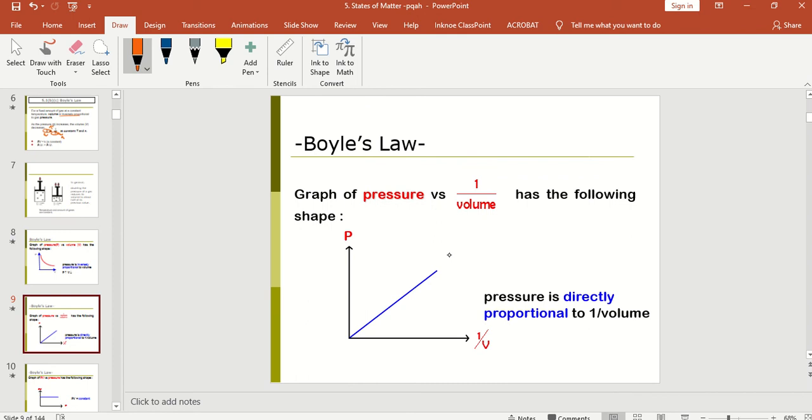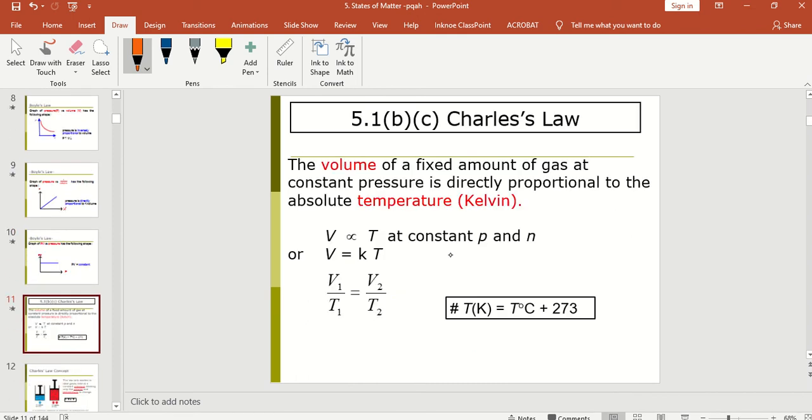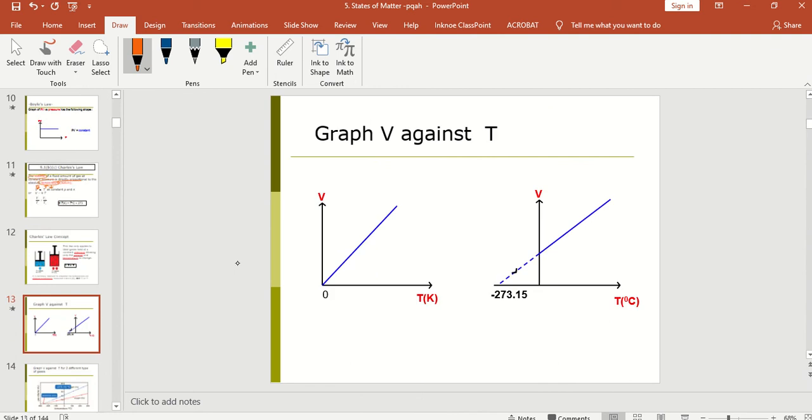And then we have Charles' law, where we have direct proportion between the volume and the temperature. Volume and temperature are directly proportional. If we have high temperature, the gas will expand, so the volume increases. When we put the gas in a cold place, the gas particles will have low volume, directly proportional.